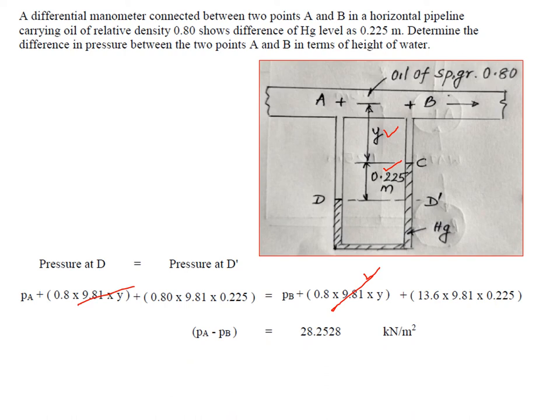So writing the sketch is very important. Given the data, they will tell you to find either the difference of mercury level, when the difference of pressure is given, or the difference of pressure, when the difference of mercury level is given.